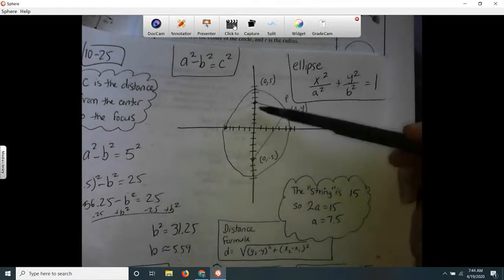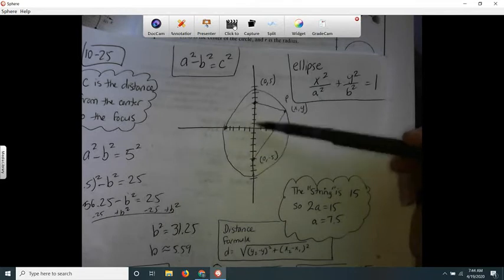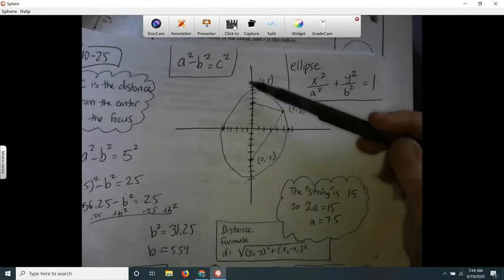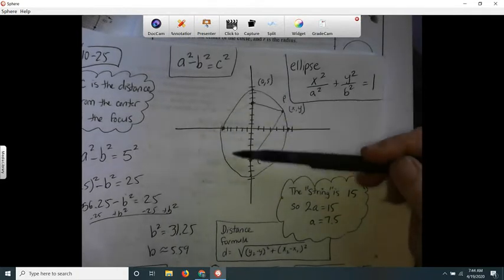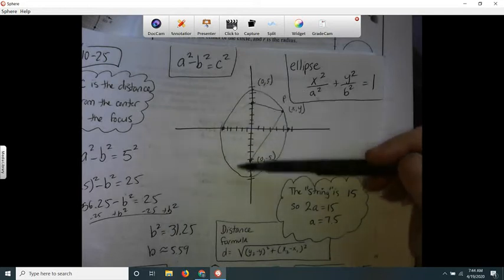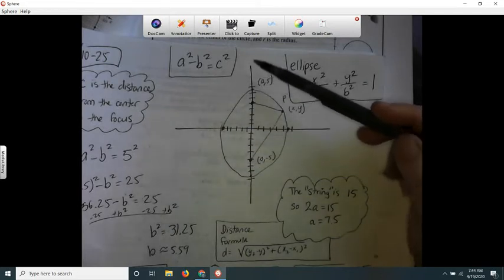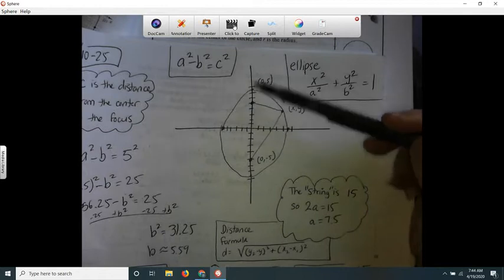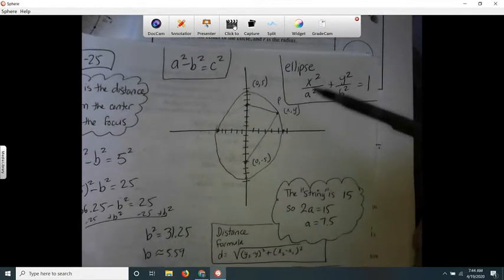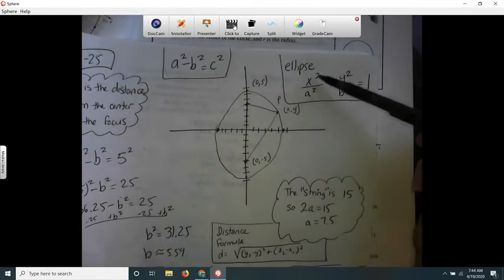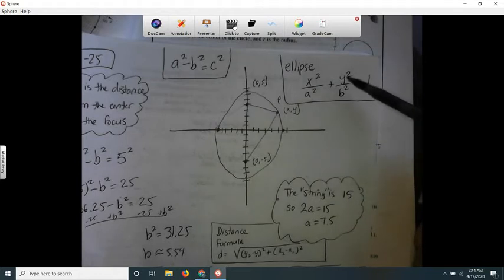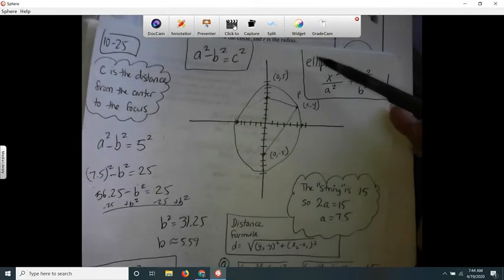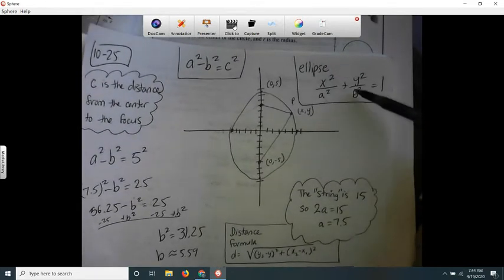Actually, I should have known by looking at the focal points that this ellipse ends up being a vertical ellipse. Its major axis is a vertical line rather than a horizontal line. So it's really x squared over b squared plus y squared over a squared equals 1. But we don't have all the information that we need yet.